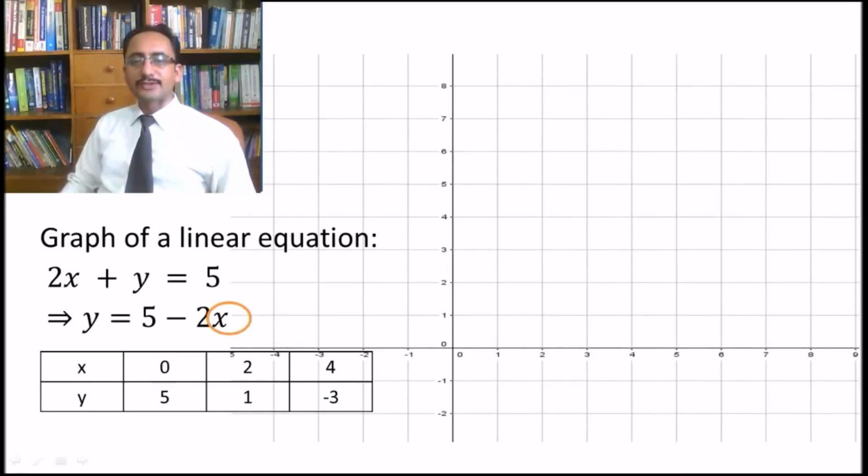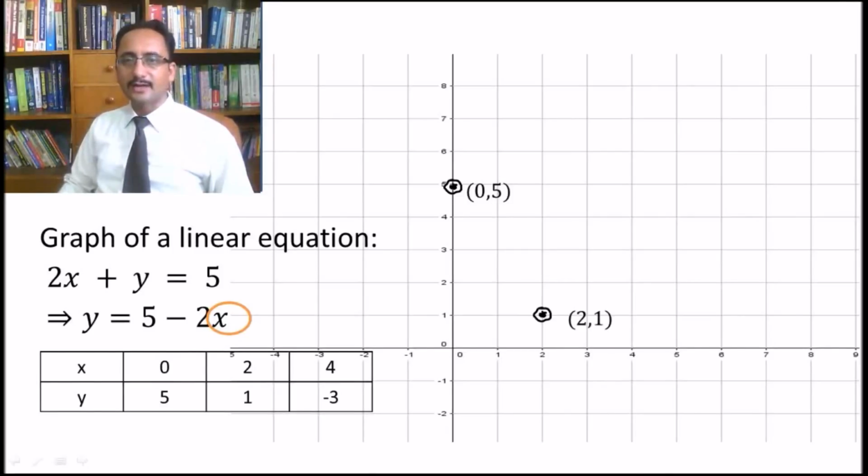Now let's plot these three points on graph paper. The first point is (0, 5), which lies on the y-axis. Let's mark it. Now the second point: x = 2 and y = 1. The x coordinate is also known as abscissa and the y coordinate is known as ordinate. So for the second point, our abscissa is 2 and ordinate is 1, and here is the second point, (2, 1).